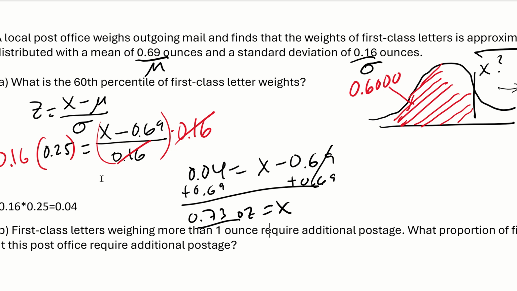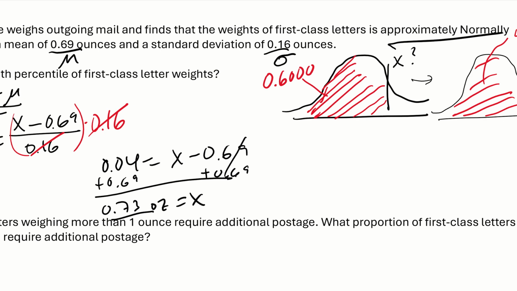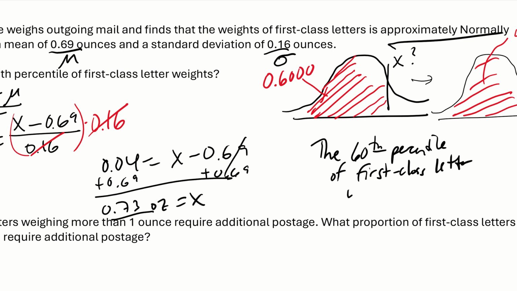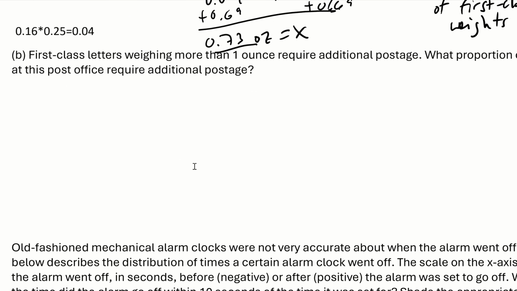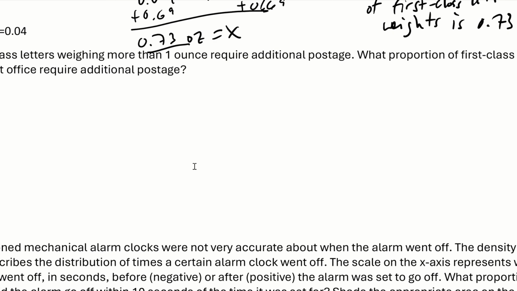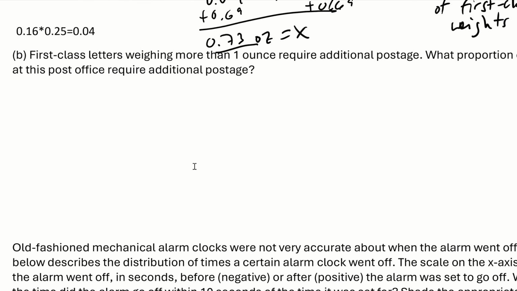Okay, so the 60th percentile of first class letter weights is 0.73 ounces. All right, so part B, the first class letter weights weighing more than 1 ounce require additional postage. What proportion of first class letters require additional postage?